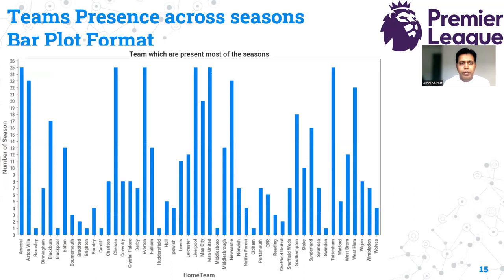The same chart we have plotted in bar chart format, which gives us the idea of the number of seasons played. Arsenal has played 25 seasons, followed by Chelsea, Everton, Liverpool, Manchester United, and Tottenham. So these are the 6 teams who have played almost all the seasons, while teams like Barnsley and Blackpool have played hardly one season. So with this we come to know the team presence across all the seasons.